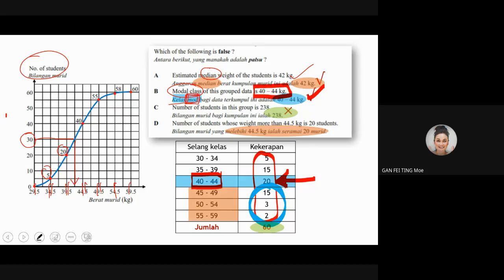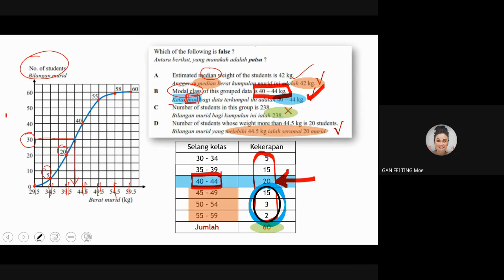Yes. So if you check on this, A, B, D are the correct information from the graph. Only C is wrong. Right? But if, teacher, when I read A, B, C, D, I already got to know that 238 is wrong, do I need to do all this?